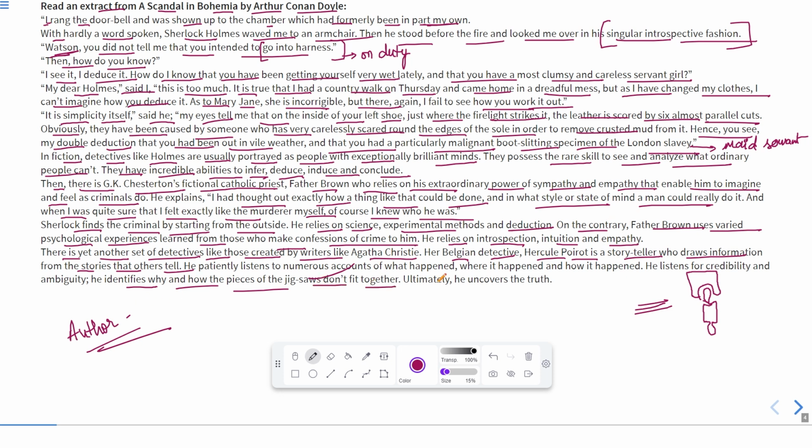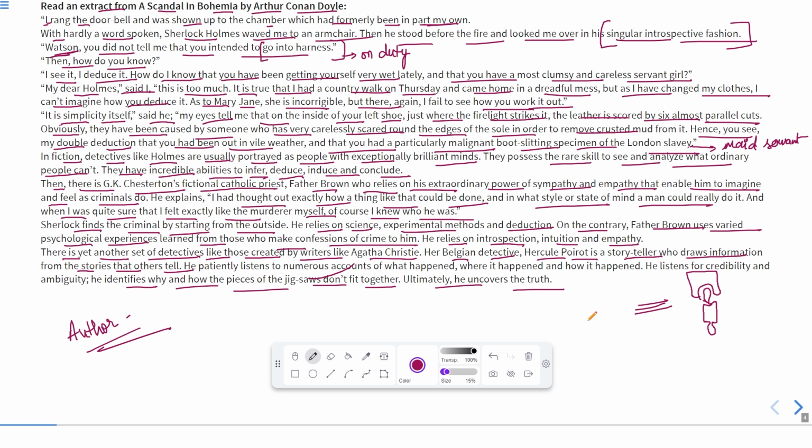Jigsaws don't fit together. Ultimately, he uncovers the truth. Now, whenever these jigsaws fit together, it means he has solved it. He keeps on trying until these jigsaws fit together. And after that he uncovers the truth. It means he reveals the truth that yes, he is the culprit or the criminal.